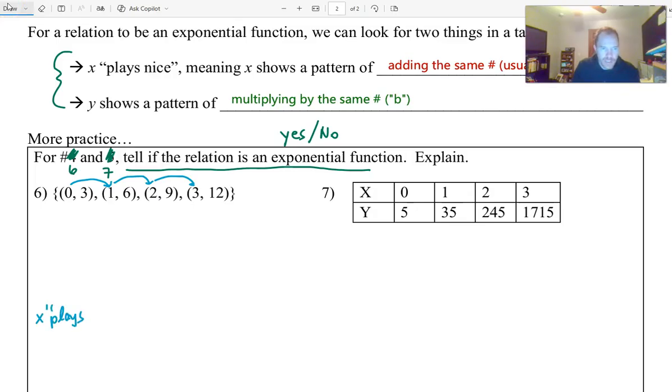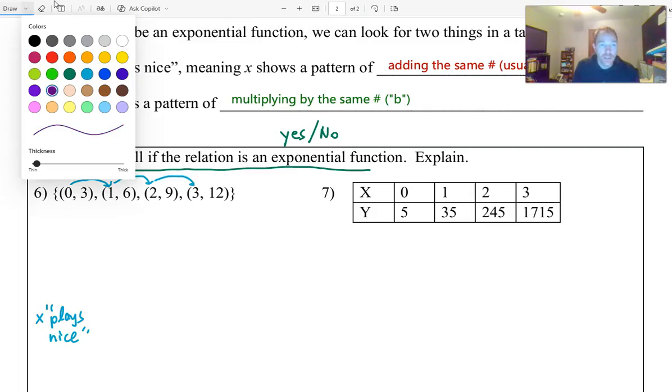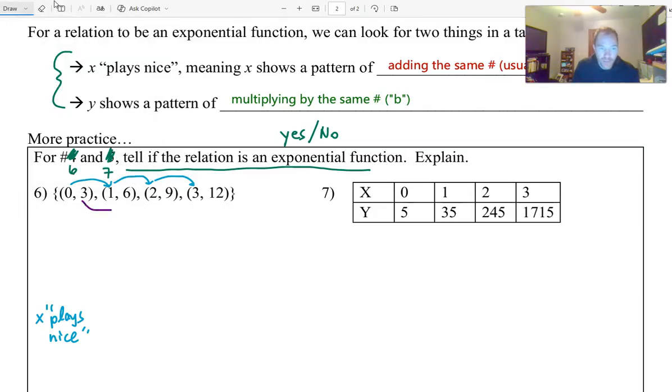Quote unquote plays nice. All right, so then we want to see if there's a pattern of multiplying with the y values. So let's take a look at that. We go from a y value of 3 to a y value of 6. So I can say, all right, 3 times b equals 6. Again, you might already know that b is 2, but this is the process. Solve that equation, you get b equals 2.